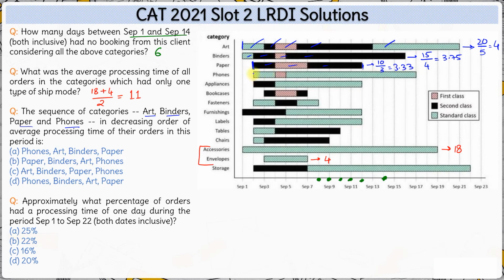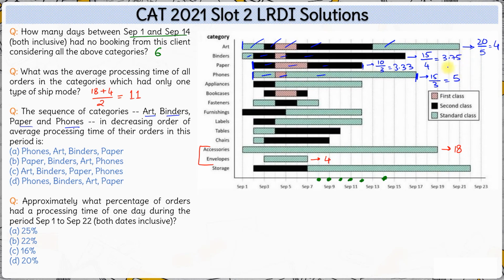And finally for phones, the processing time is from September 2 till September 17. So 17 minus 2 is 15, divided by the number of orders, 1, 2 and 3. So this comes out to be 5.